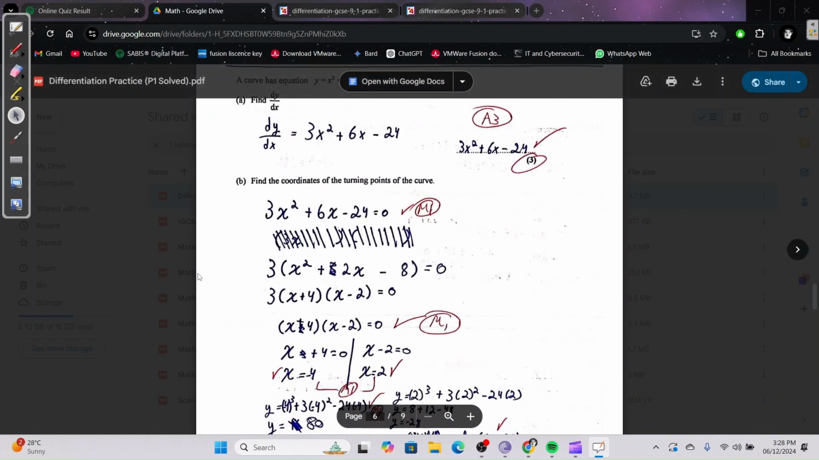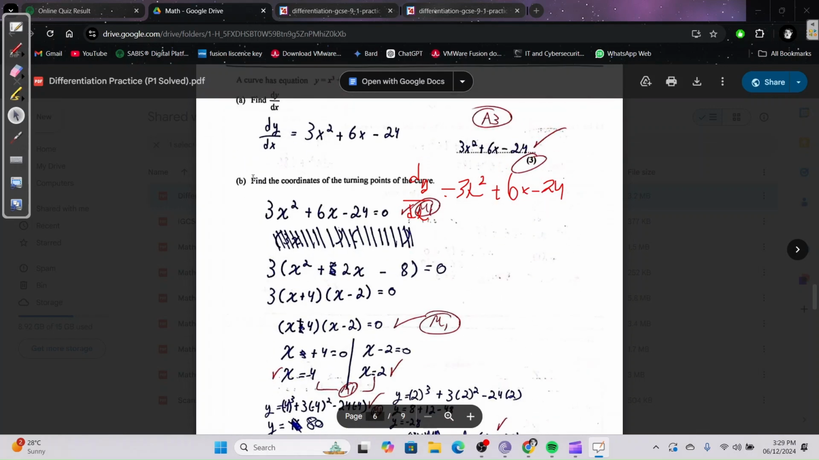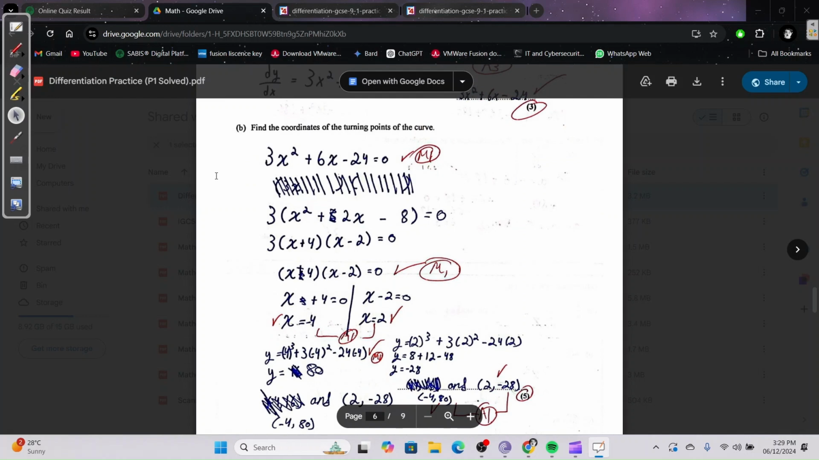A curve has the equation y equals x cubed plus 3x squared minus 24x. You differentiate: dy by dx is equal to 3x squared plus 6x minus 24. Find the coordinates of the turning points of the curve. Again, set it to 0.